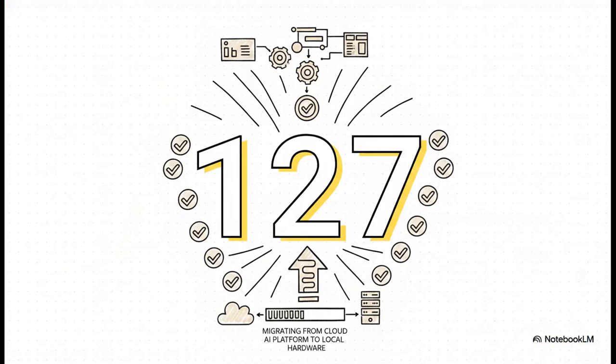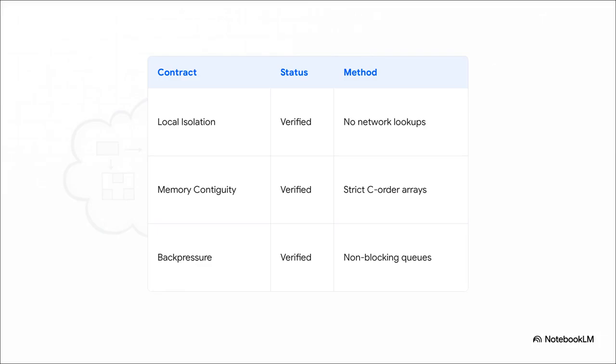Because, let's be honest, bold architectural claims are just talk until you actually test them. 127. That is the exact number of rigorous unit and integration tests the engineering team threw at this newly extracted version 2.0 framework. And the results? 127 out of 127 passed flawlessly. The entire test execution window for the complete pipeline wrapped up in a staggering 181.09 seconds.